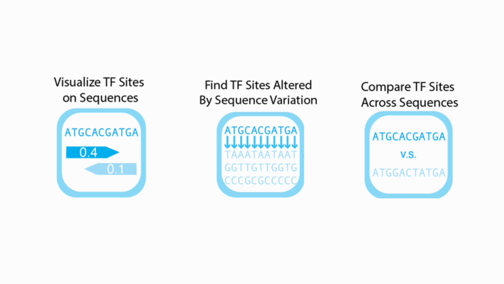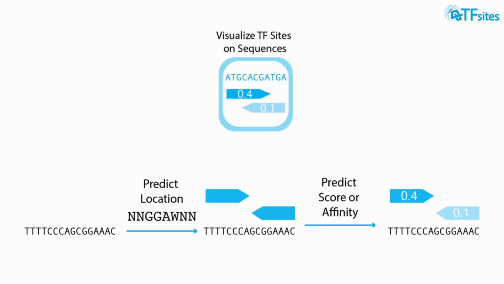TF Sites contains 3 tools: visualize TF sites on sequences, find TF sites altered by sequence variation, and compare TF sites across sequences. The first tool, visualize TF sites on sequences, predicts and visualizes binding sites within enhancers. It can assign each binding site a score or affinity value depending on the type of reference data given.